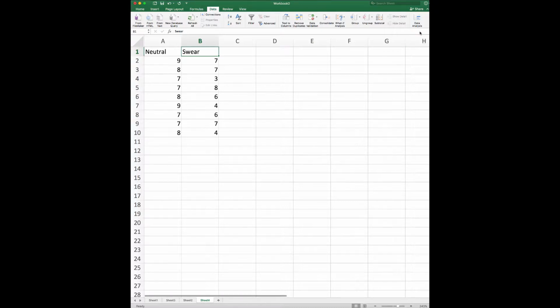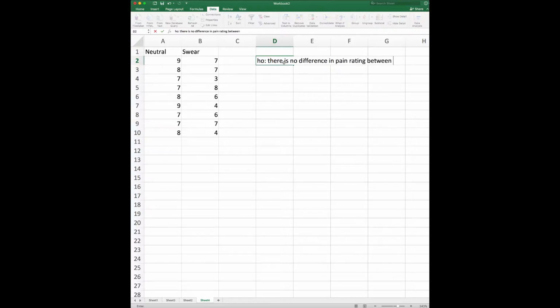I'm going to go up to the Data Analysis Toolpack and use that to create a t-test output. Before I do that, though, I am going to write my hypothesis statements. There is no difference in pain rating between the types of words used. That will be my null.